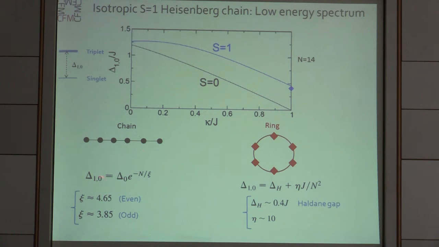In addition, one can also check that this energy gap decays exponentially with the number of spins in the case of an open chain, with a typical length that is of the order of 4, and in the case of a ring, the energy gap tends to a constant plus a correction of the order of 1/n squared, where n is the number of spins, and this constant is nothing else than the Haldane gap.